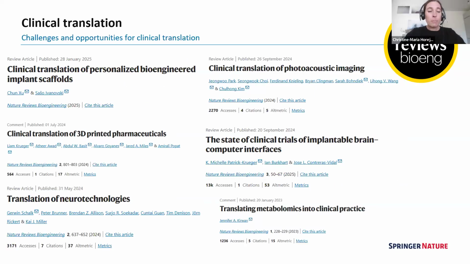Clinical translation plays an important role, especially in biomedical engineering, because biomedical engineers usually have the goal to design something that will ultimately make an impact in the clinic and improve the life of patients. However, clinical translation is a very long, complex, and lengthy process. And unfortunately, many of the innovations that work very well in the laboratory setting do not make it into a clinical product. And this is due to a variety of reasons.